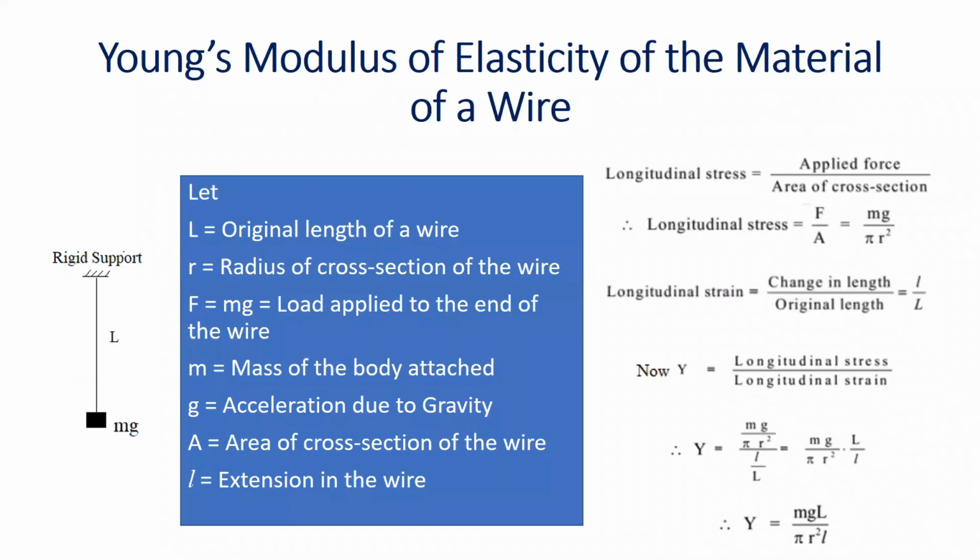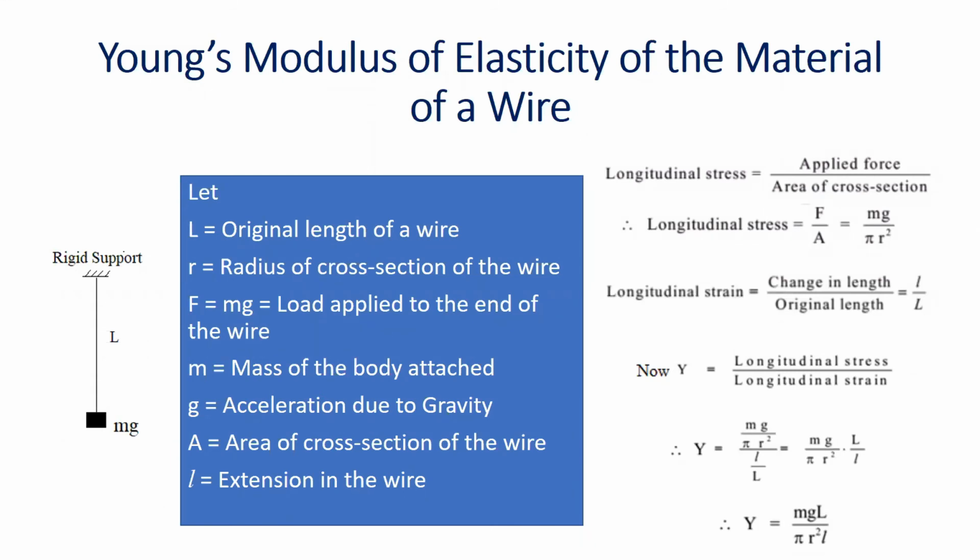Now let us derive an expression for Young's modulus of elasticity of the material of a wire. On left hand side, you can see a small diagram. A wire of length capital L and radius of cross section small r is fixed at one end and stretched by suspending a load mg at the free end. Let small l be the extension produced in the wire when it is fully stretched.